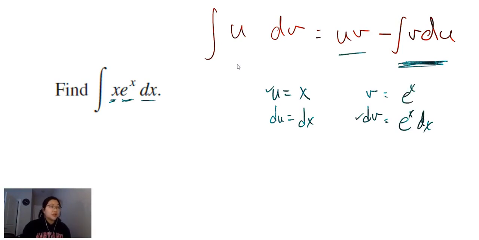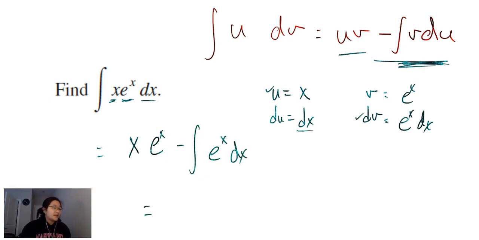And now we're just going to plug in what we have into our formula. So we have that equals u, which is x, times v, which is e to the x, minus the integral of v, e to the x, du, which is dx. And that is x e to the x, minus, and that's just e to the x, plus c. Boom. Done.